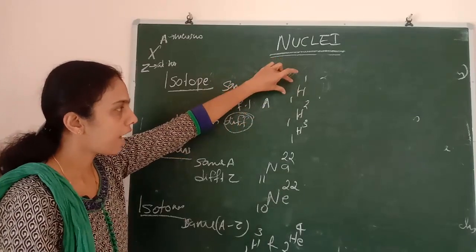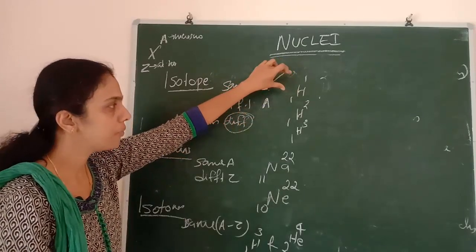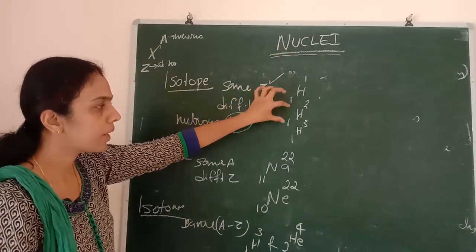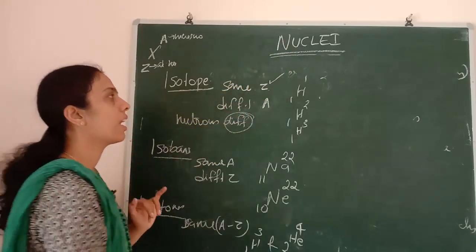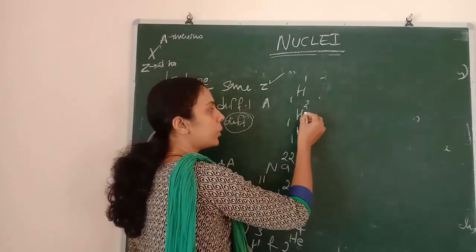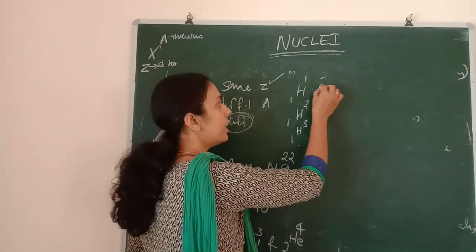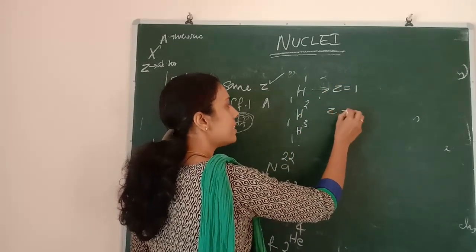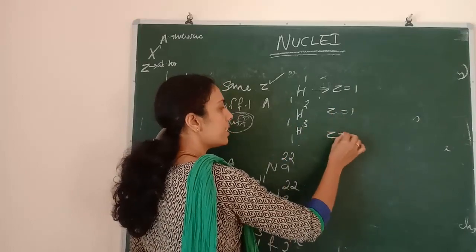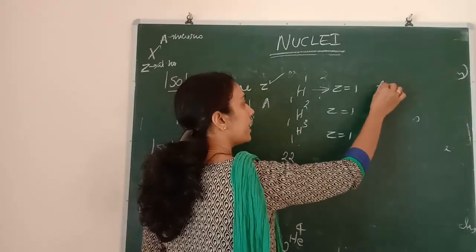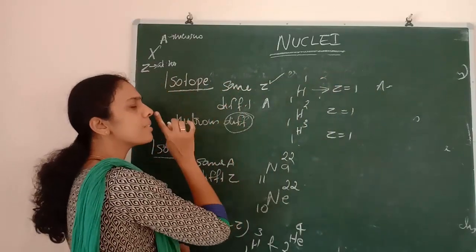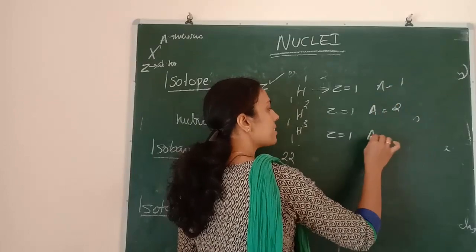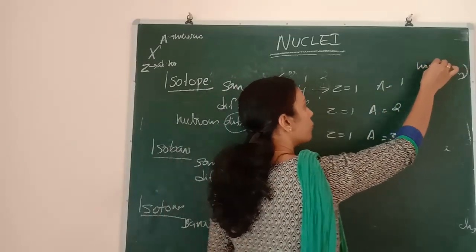See here, for the hydrogen atom, we consider 1H1, 1H2, 1H3. These are the isotopes: protium, deuterium, tritium. So what will be the Z here? Z is 1 here, and Z is 1 here also. But what about A? A is 1 here, A is 2 here, and A is 3 here. What will be the number of neutrons here?